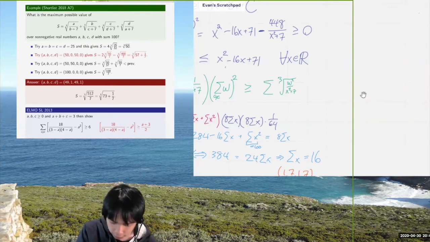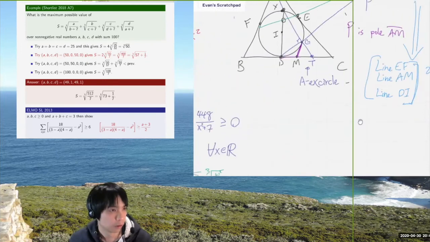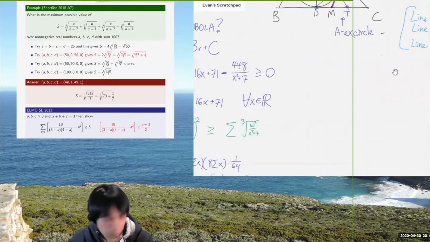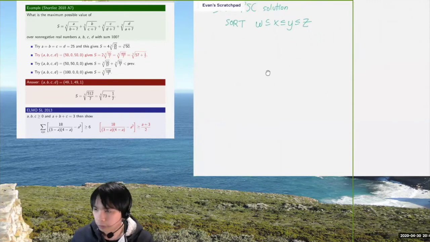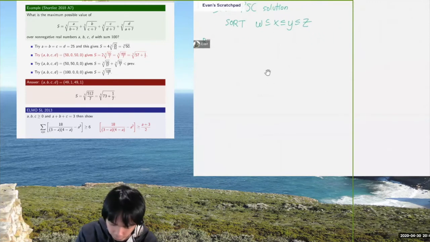So what they did was, okay, sort the variables w, x, y, z, and that's completely off screen. Where did I put it? Okay. You sort the variables w, x, y, z, and then by rearrangement.